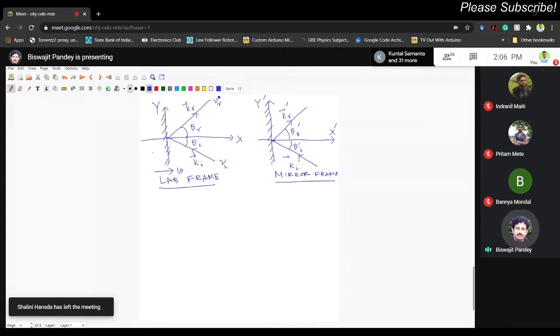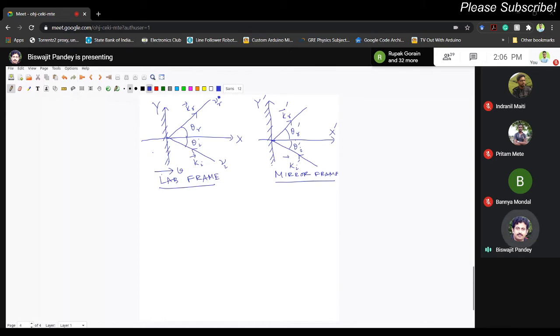Earlier, in the previous example that I talked about, that was a case of normal incidence. There was no angle associated with that. It's 90 degrees, just normal incident, right? But in this case, we have different angles, theta I and theta r. The angle of incidence and the angle of reflection are the same in the mirror frame, but not in the lab frame. We have to calculate the angle of reflection in the lab frame in terms of the angle of incidence theta I. What will be theta r in terms of theta I and, say, velocity v, right?